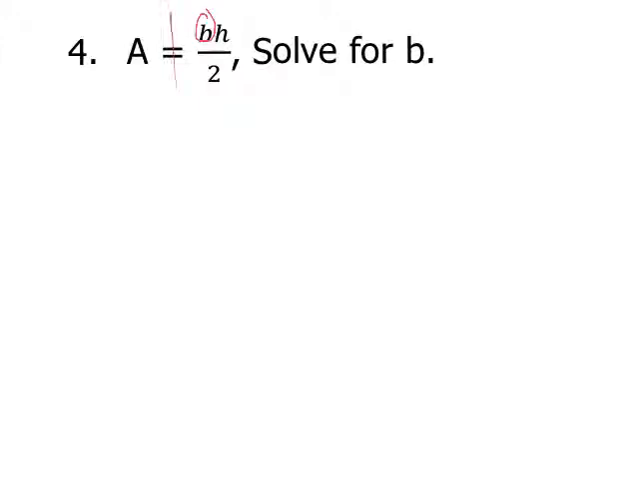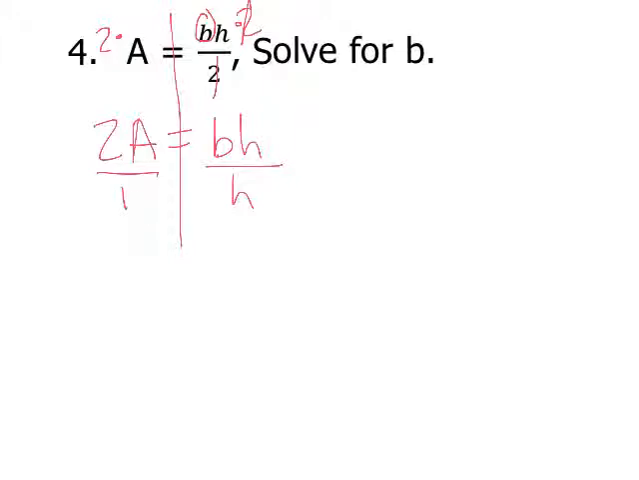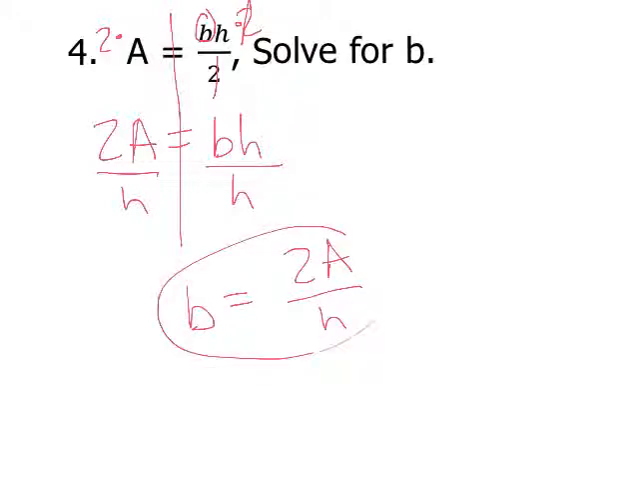How do I get rid of that fraction with a denominator of 2? Multiply by 2. So 2 times, and on the other side, 2 times. So 2 times A is 2A. My 2's cancel on the right, and I'm left with just BH. What is BH? B times H. So I'm trying to get B all by itself. I need to divide by H on both sides. So there I have it. B equals 2A over H.